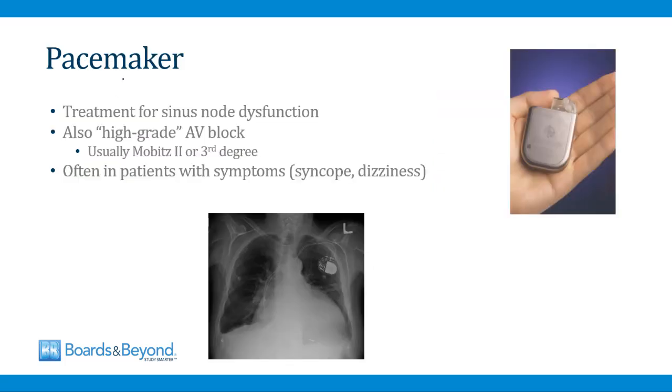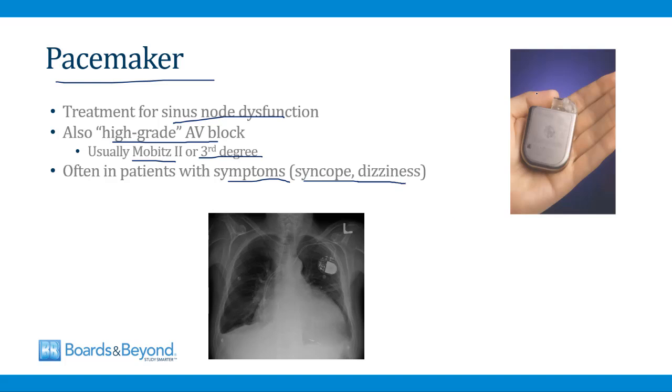I'll finish with this slide and briefly discuss pacemakers. So pacemakers can be used to treat symptomatic bradycardia. They can treat sinus node dysfunction. You can have a pacemaker that causes depolarization of the atria and takes over the job of the sinus node. Pacemakers can also treat high-grade AV block, usually Mobitz type 2 or third degree AV block. In these cases, the pacemaker will depolarize the ventricle, and therefore it can make sure that electricity gets to the ventricle in cases of high-grade AV block. And as I've mentioned throughout this video, pacemakers are generally only used in patients with symptoms like syncope or dizziness. That's because implantation requires a surgical procedure and carries some risk.